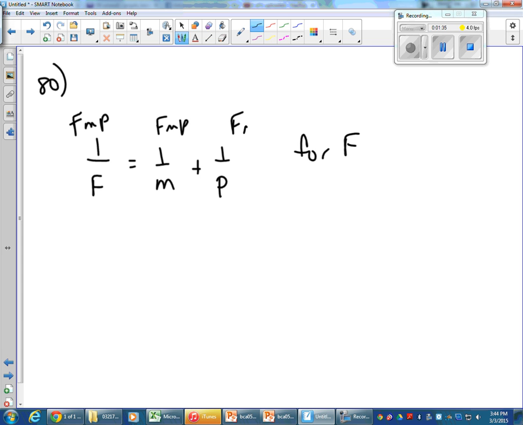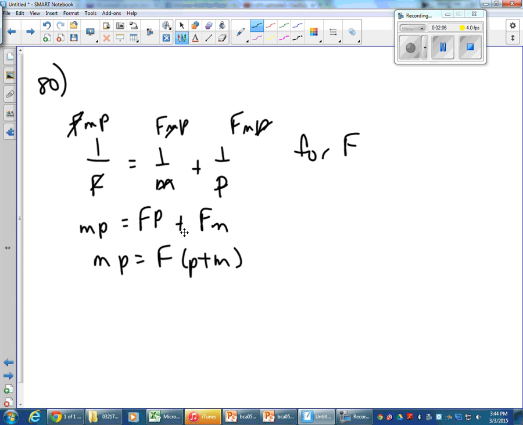I'm going to cancel anything that they have in the numerator and the denominator. So the f will go away here. So 1 times mp is just mp. The m's go away here, so it'd be just fp, plus the p's go away here, and it'd be fm. And I'm trying to solve for f. So if you notice, the f's are over here, but there's 2 of them. So since they're in both terms, I'm going to factor an f out. And that would leave me with p plus m.